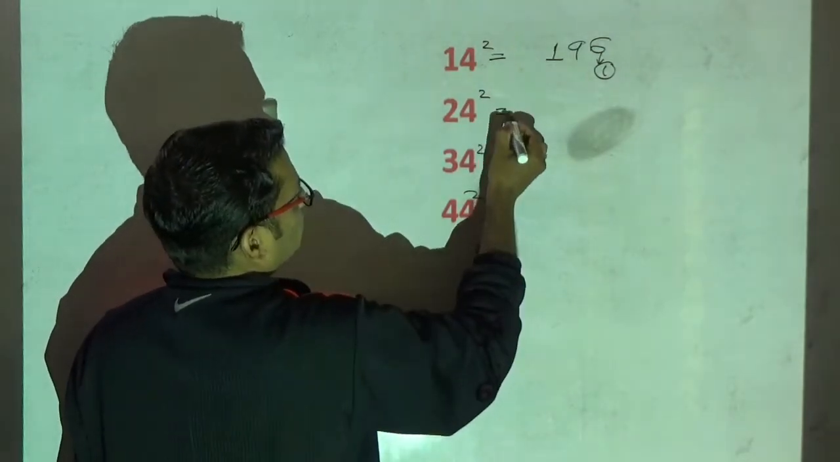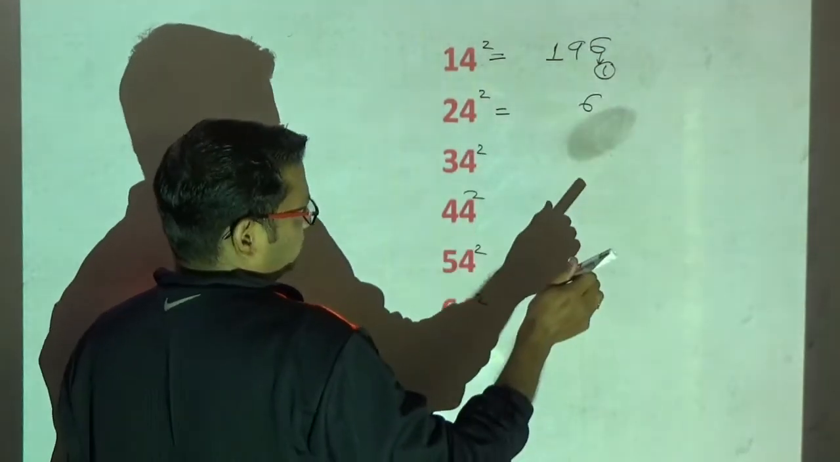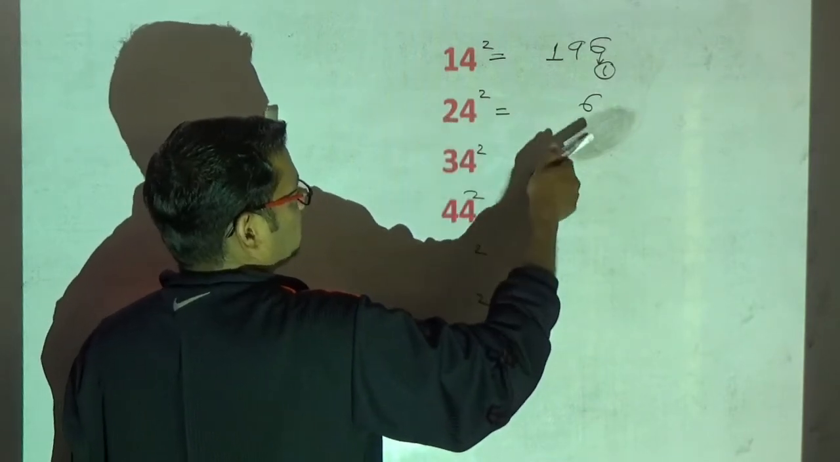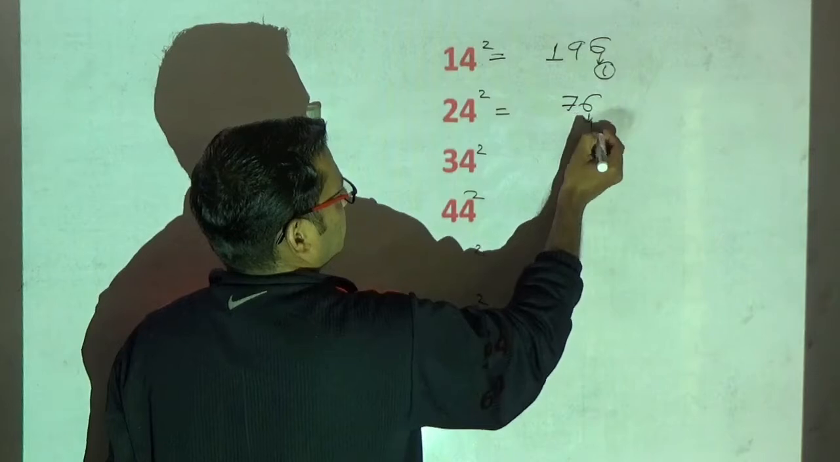Okay, now 4 square is 16, carry 1. Double your 4, 8. 8 2s are 16 plus 1, 17.